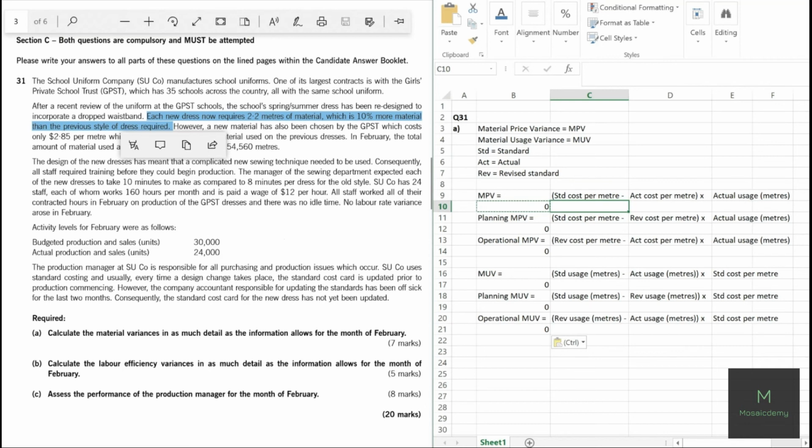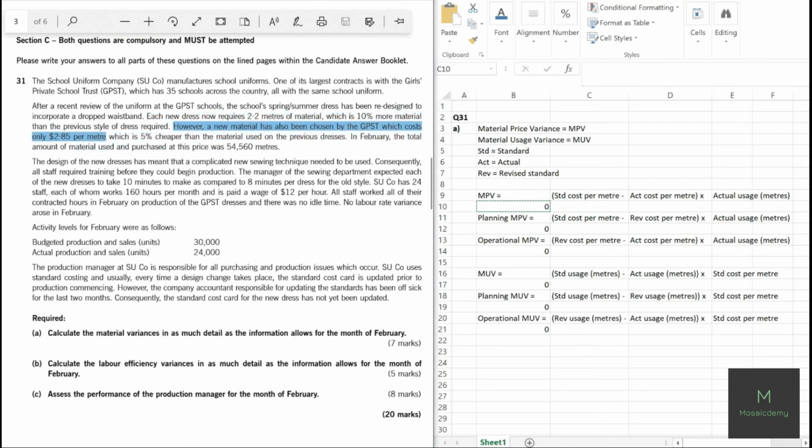So we have been told that each new dress now requires 2.2 meters of material. Okay, so that's the number of meters per dress, which is 10% more material than was previously required. So this is the material meters per dress or per unit. This will come in our material usage variance. However, a new material has been chosen which costs $2.85 per meter. Okay, so let's stop here because we're doing the material price variance calculation. We have a dollar per meter amount, 2.85.